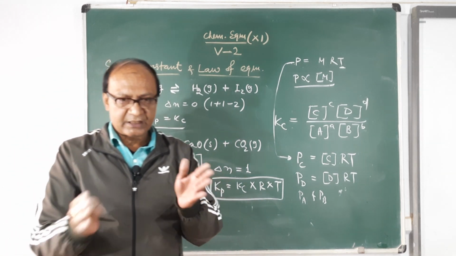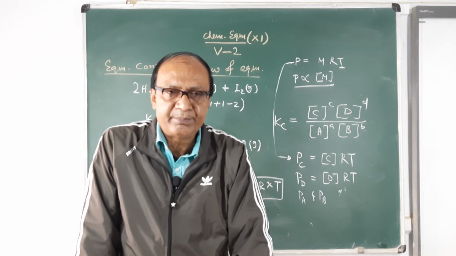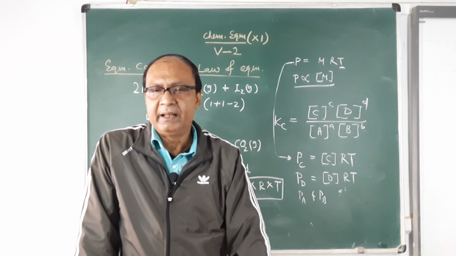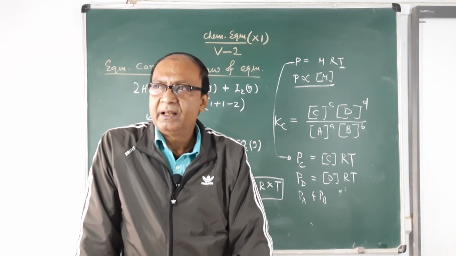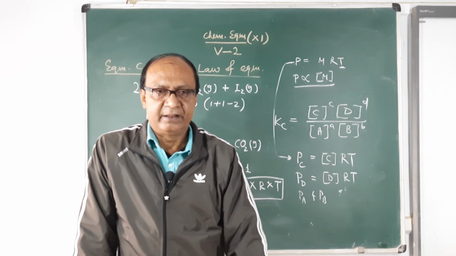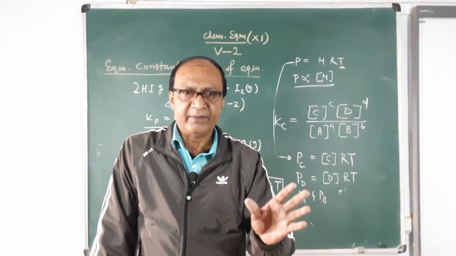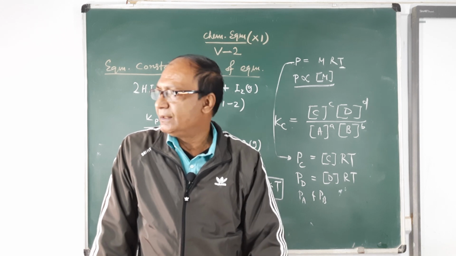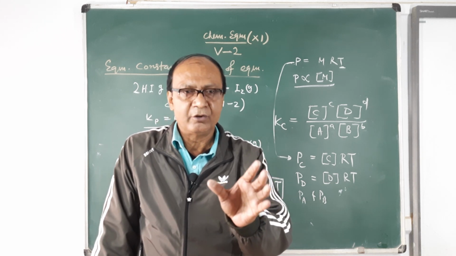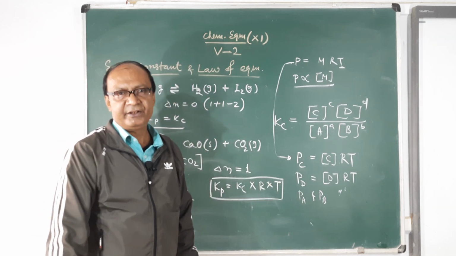Therefore, to sum up what I discussed today: how to write the expression of the equilibrium constant, what is the law of equilibrium, what is the law of mass action, how to derive the expression of Kp and Kc from a given equilibrium system, and the relation between Kp and Kc for a particular given equilibrium system. All these things have been discussed here.